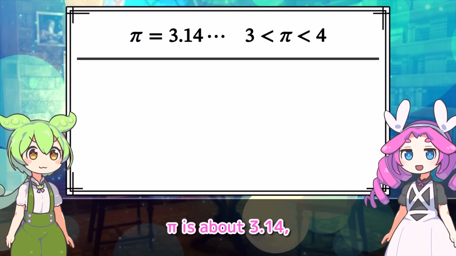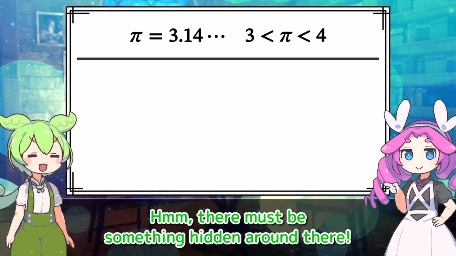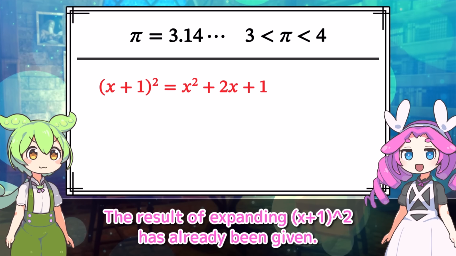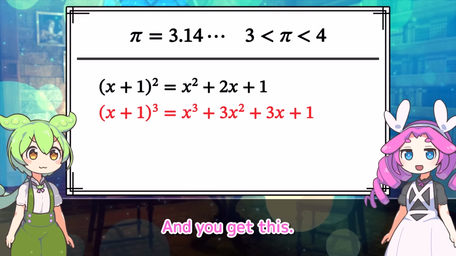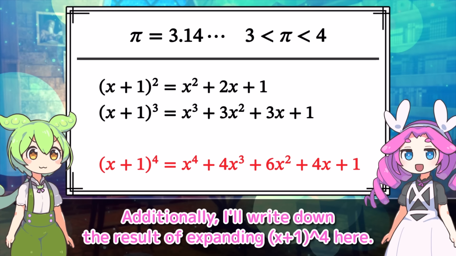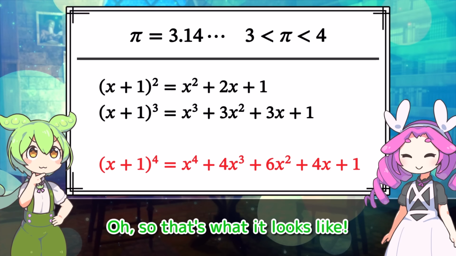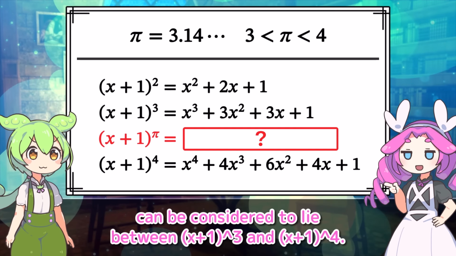Pi is about 3.14, so it's between 3 and 4. There must be something hidden around there. The result of expanding (x+1)^2 has already been given. Next, let's try expanding (x+1)^3. And you get this. I know this equality too. Additionally, I'll write down the result of expanding (x+1)^4 here. Oh, so that's what it looks like. Now the problem we're dealing with, (x+1)^π, can be considered to lie between (x+1)^3 and (x+1)^4.